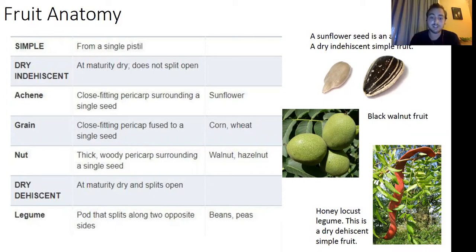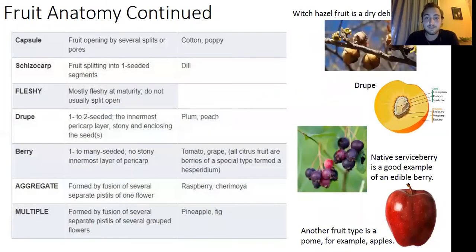But there are all these different types of fruits. I provided some examples. And remember that I will be sharing this presentation so that you can give yourself an overview of what these look like. When we go into more complicated fruits, you can have aggregates like our raspberries, which is the fusion of several different pistils of one flower. So that's the female flowering parts. They can aggregate together. We have berries and drupes. So serviceberry is a good example of a berry. But again, I just wanted to show these as examples, but mostly focus on what our oak and hickory looks like.